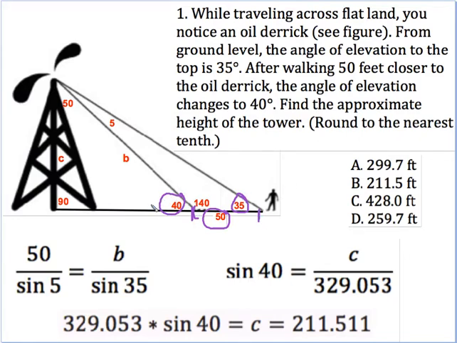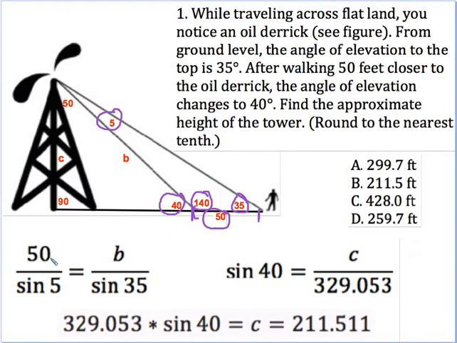Okay, because of supplementary angles, I know that this angle is 140 degrees, and because all three angles add up to 180, I know that this is 5 degrees, because if I have 140 plus 35, I get 175. 180 minus 175 gives me 5 degrees. So I know all my angles, and I know this side.